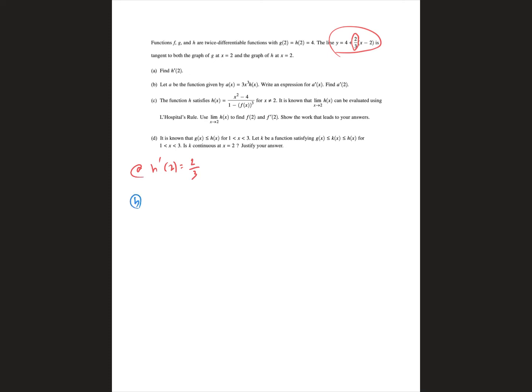Part B. Let a be this function that's given there, and write an expression for a prime. So here's a. We're going to have to start with a product rule. So this is the derivative of the first times the second plus the first times the derivative of the second. So there's your expression for a prime of x, and then find a prime of 2.